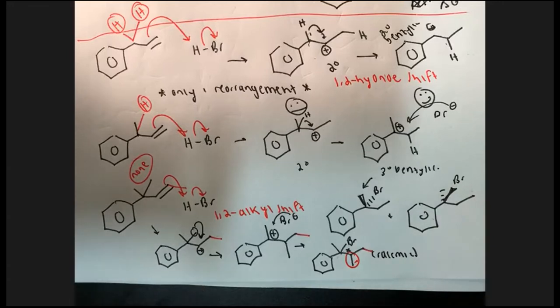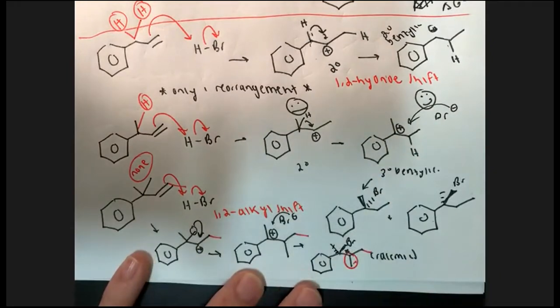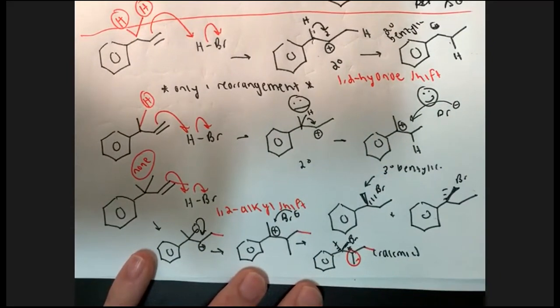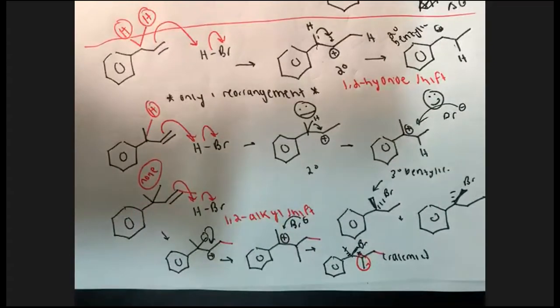Cool. And are there wedges and dashes? Yeah, so racemic, that's me telling you that there should be wedges and dashes at that position. Okay. And yeah, let's move on to the other type of expansion. So let's see some examples of that.